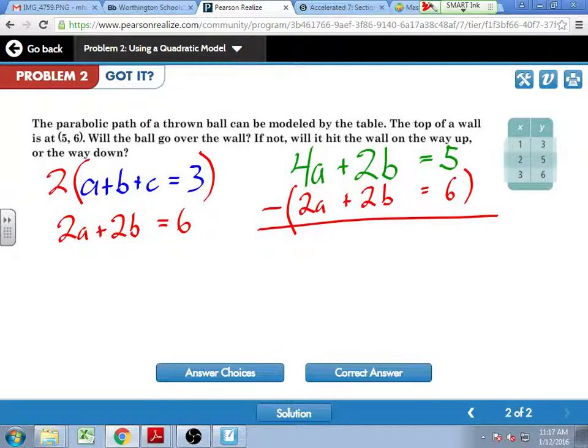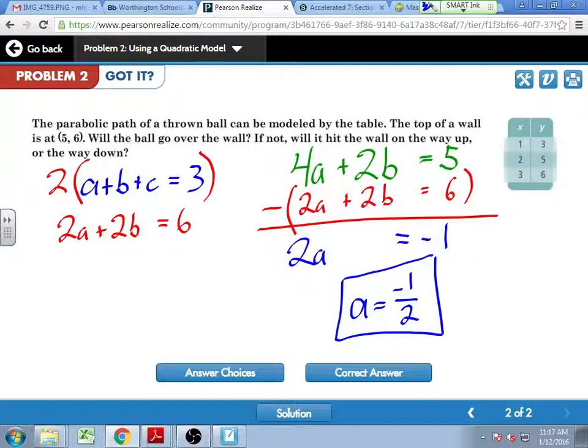However you write the subtraction, I like to put it like this. So I know I'm just doing subtraction from top to bottom. I don't like to distribute the negative symbol. If you want to, you can. So we get 2A, my B's cancel, equals negative 1. When I do the division, A equals negative 1/2. I now know my A and my C, so I can plug those back into my first equation and find out my B. So remember, C was 0.